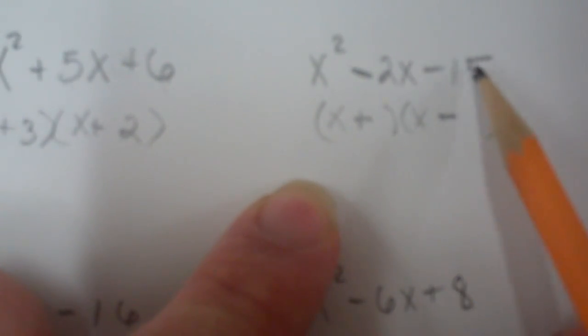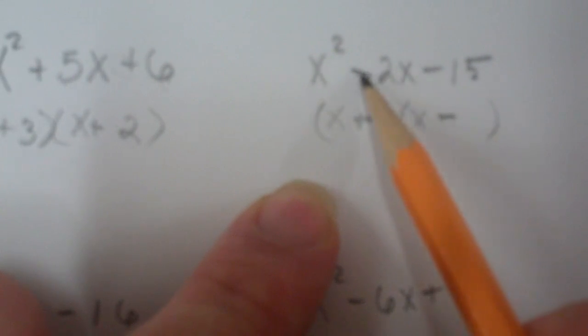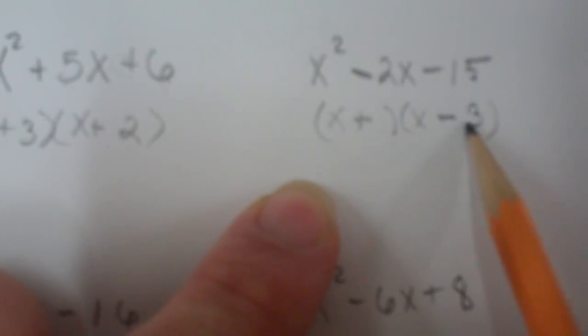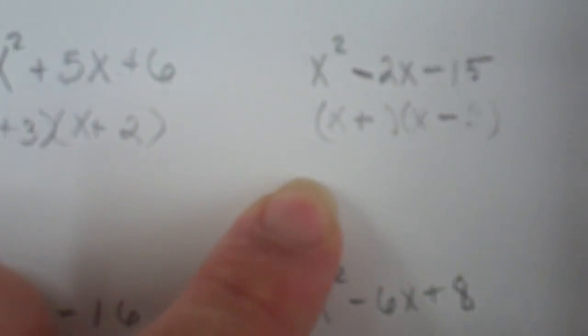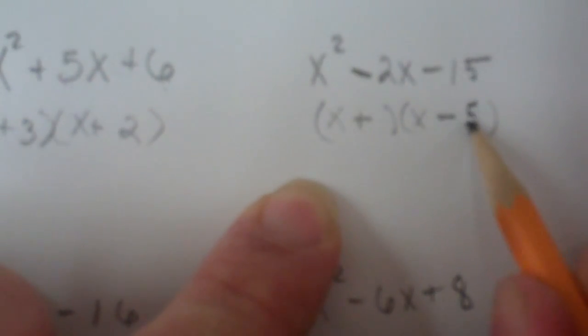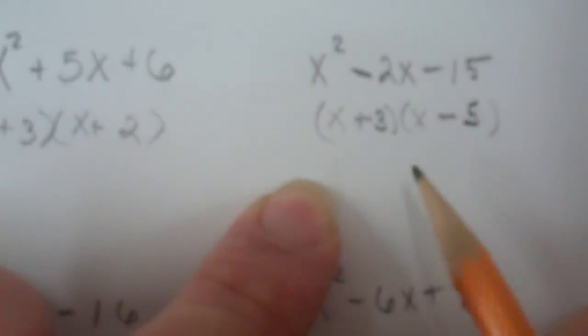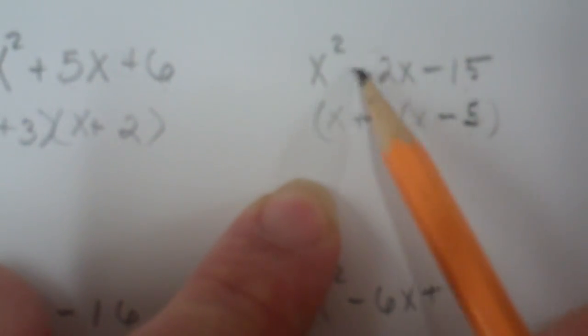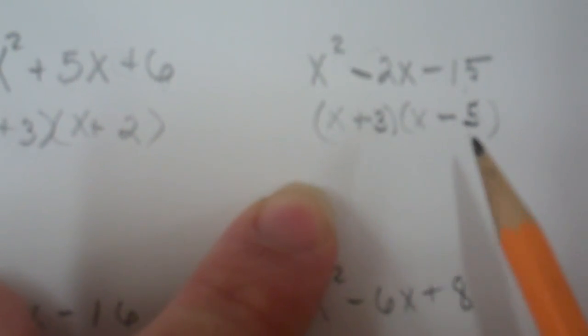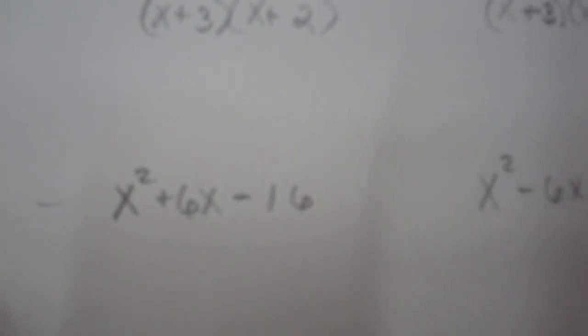Well, let's see here. 3 times 5 would give me my 15, and since I want it to become negative, I'm going to put the dominant number with the negative. So the dominant number actually is going to be a 5, and I'll put my 3 right there. I think this works. 3 times negative 5 gives me negative 15, and 3 plus negative 5 gives me negative 2. So this one is done. Let's take a look now at this one.